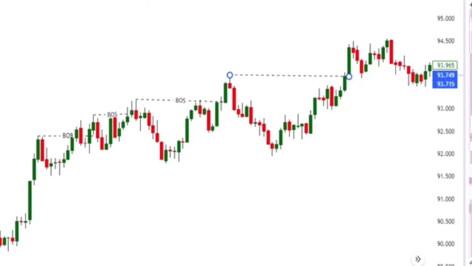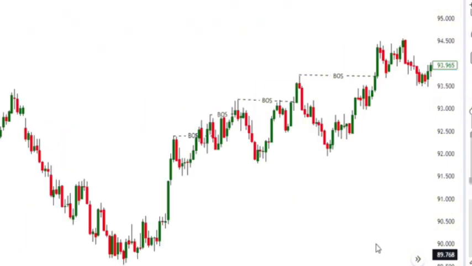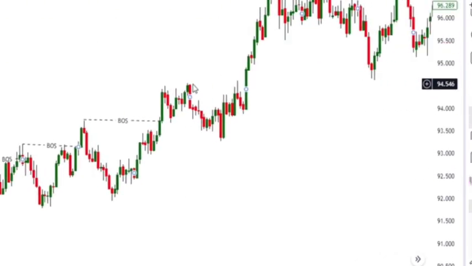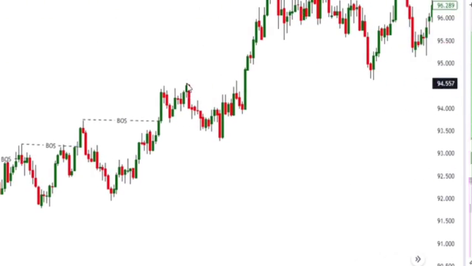So this is how we can identify break of structure, and then we can see higher high, higher low, higher high, higher low, another higher high. You're going to see it like this. Let me just adjust it so you can see. So this is how we can see market structure forming. This is another break of structure above this level. You can see. Okay, so this is a break of structure.